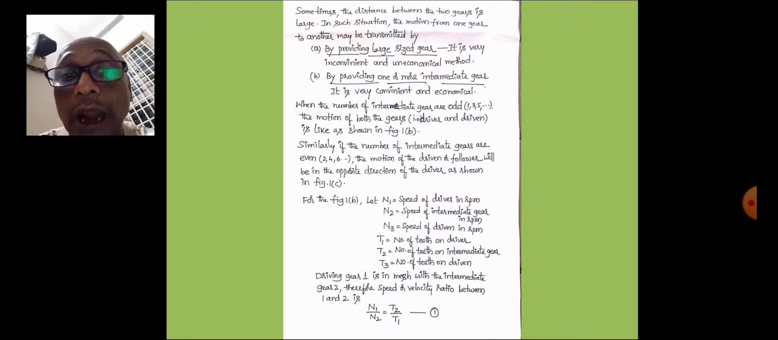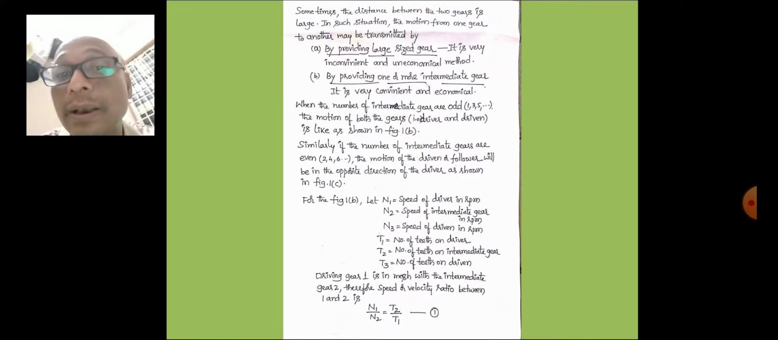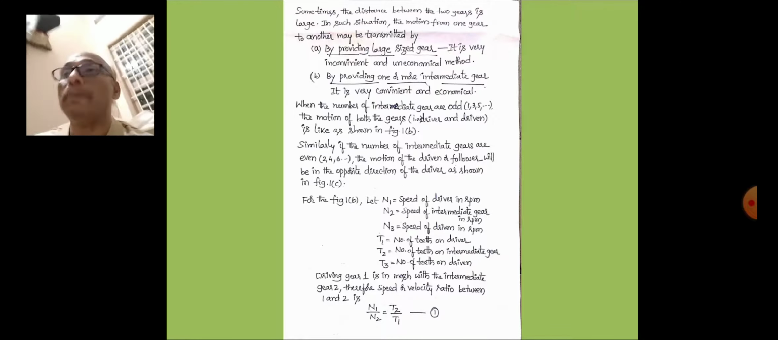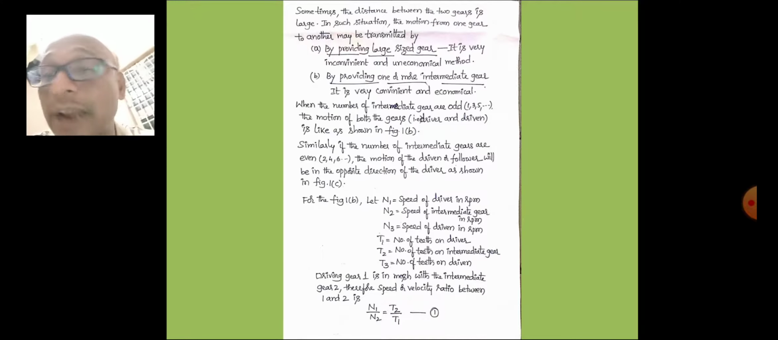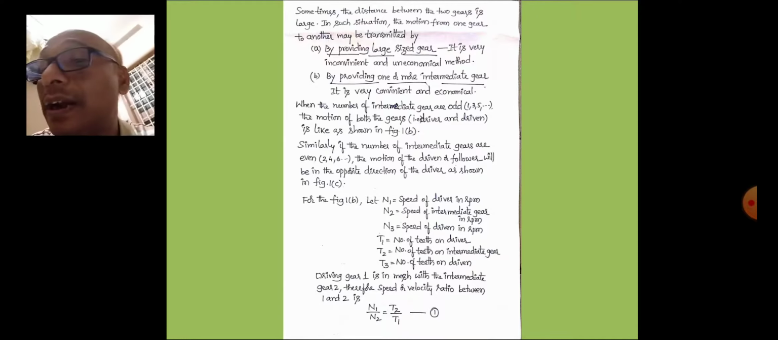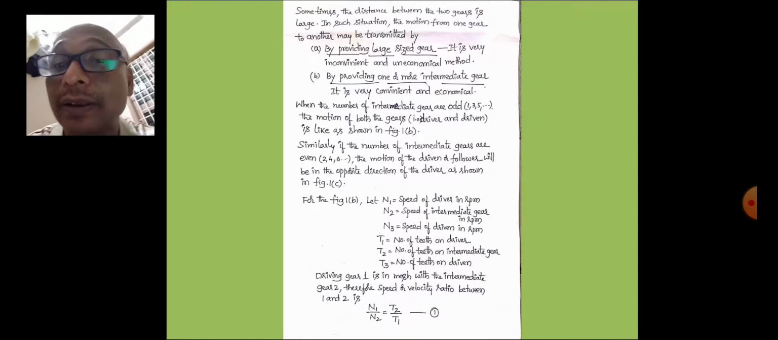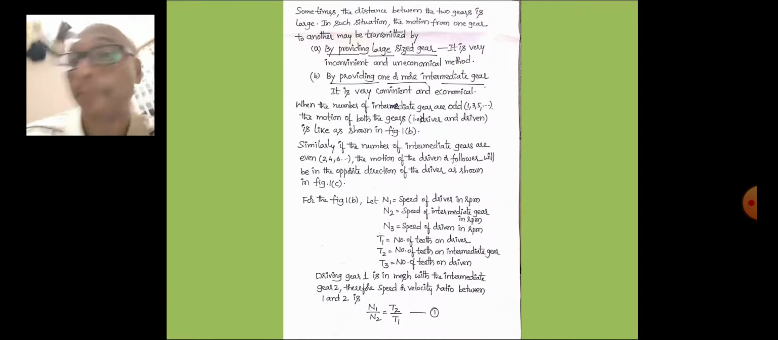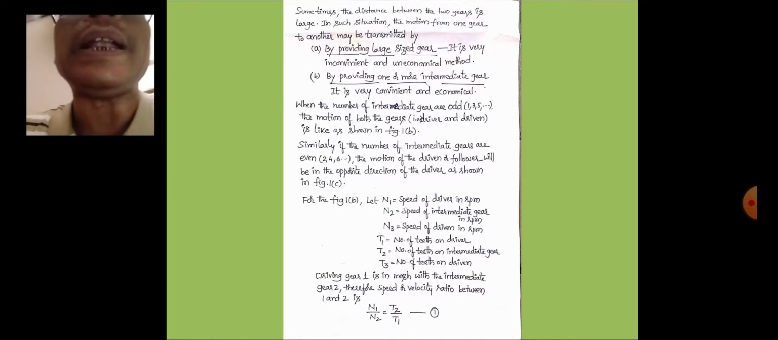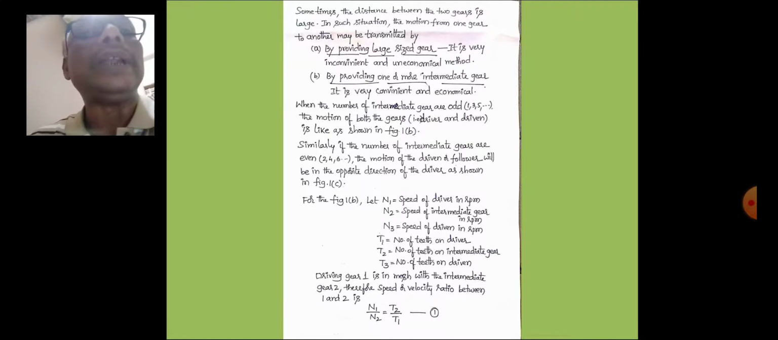So whenever the number of intermediate gears is odd, maybe 1 or 3 or 5, 7 and so on, then the motion of both the gears, that is driver and driven, is like this: in whatever direction the driver is rotating, in the same direction the driven or the follower is rotating. This can be clearly seen in figure number 1b. Because the distance between the driver and the driven is large, I have provided one intermediate gear. So 1 is an odd number.